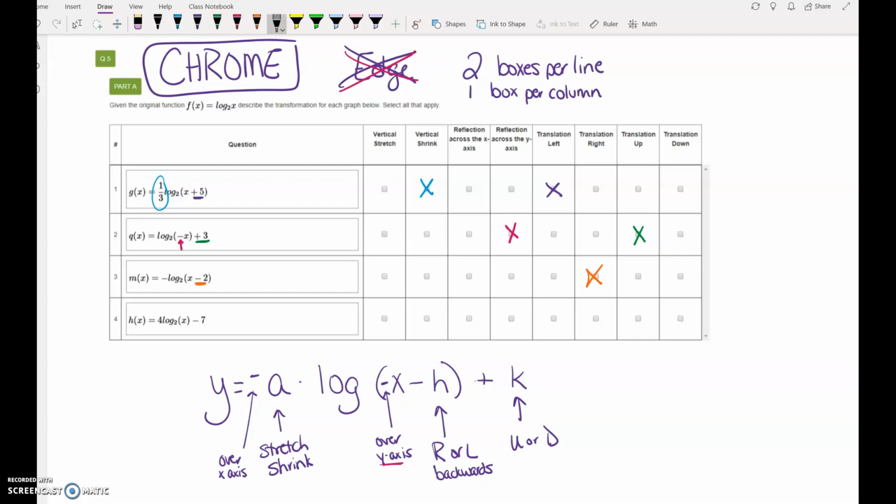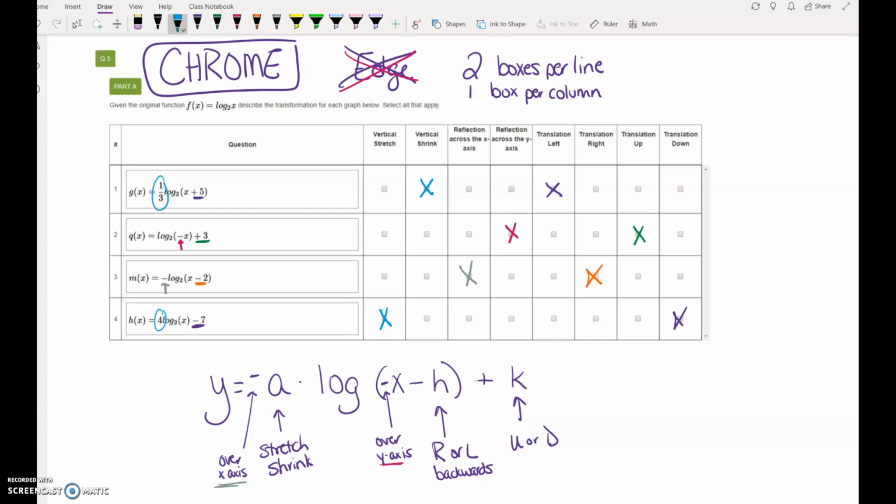This negative is talking about that flip over the x-axis. So reflection across the x-axis. Okay. The 4, actually let's do the -7 first. So the -7, that is down 7. And then the 4, that is bigger than 1, so that is a vertical stretch.